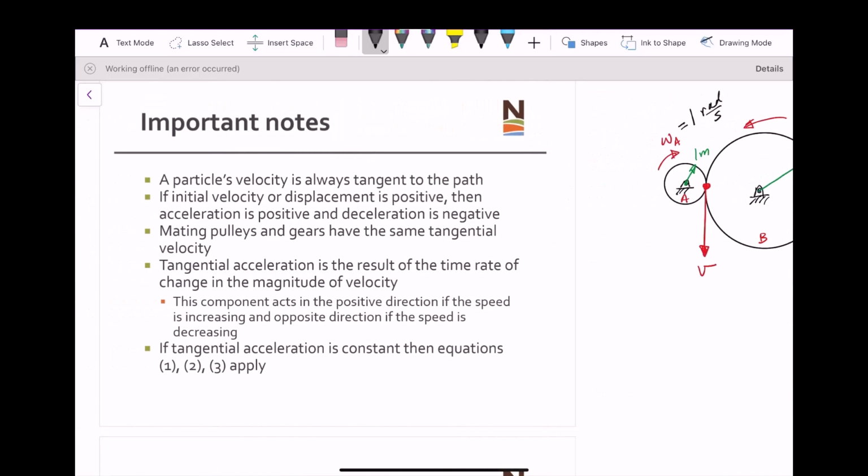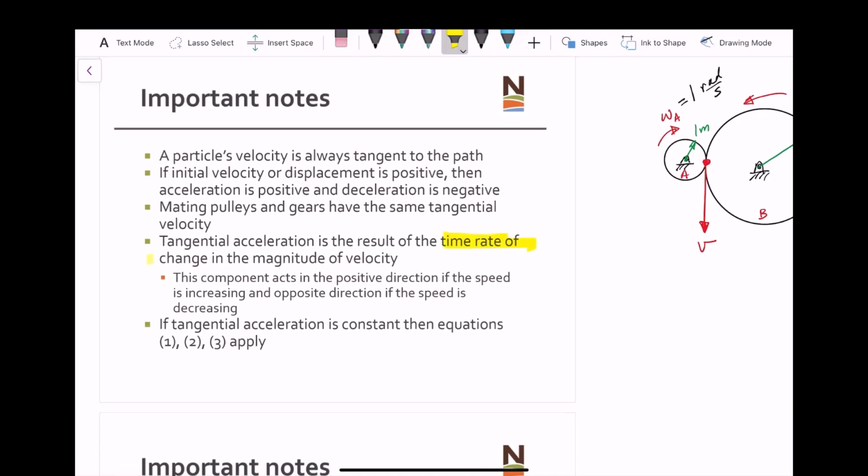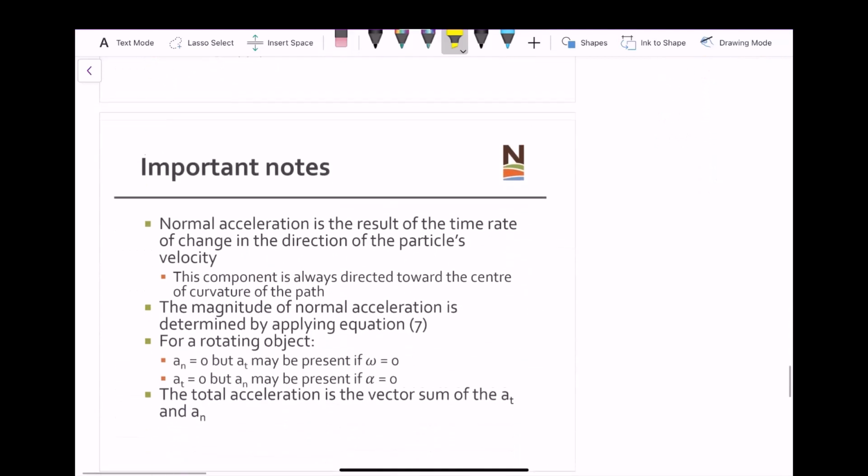So tangential acceleration is the result of the time rate of change in the magnitude of velocity. So remember I was saying the tangential acceleration is due to a change in magnitude of velocity. So that's your tangential acceleration, whereas our normal acceleration is due to a change in direction of our velocity. So this component acts in the positive direction if the speed is increasing and opposite direction if the speed is decreasing. If tangential acceleration is constant, then equations 1, 2, and 3 apply. Those are our original 3 equations of motion for angular motion.